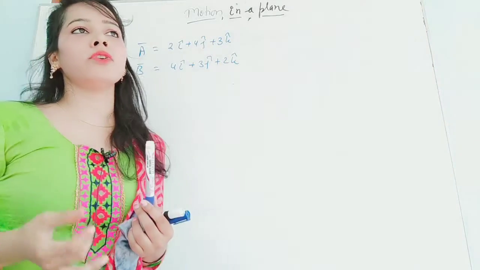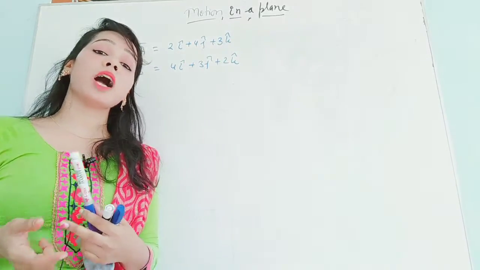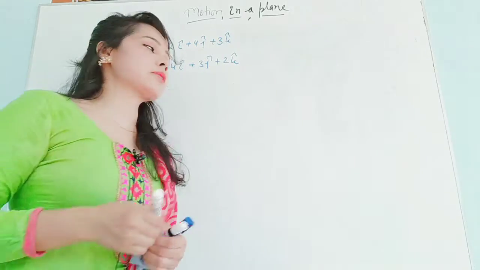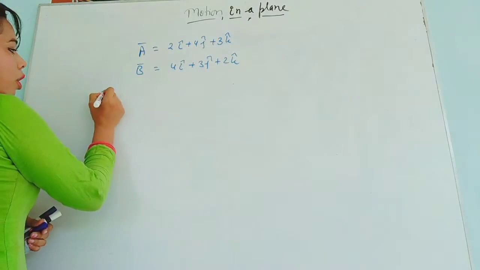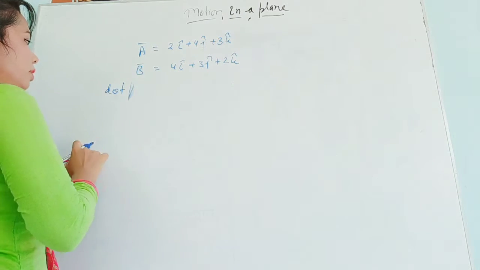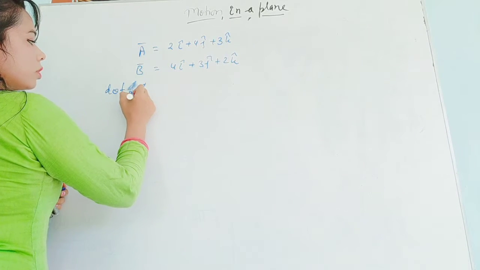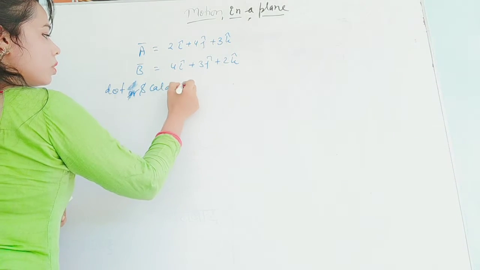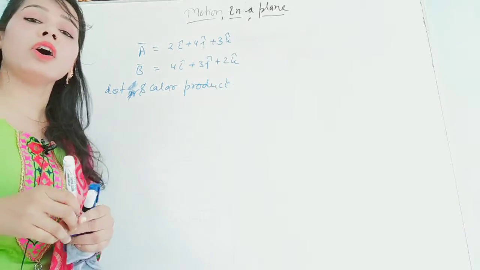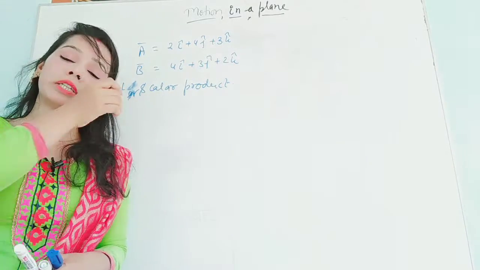Before explaining how to find the dot product, I will explain why we call it the dot product. See, the name is dot or scalar product. Why do we call it dot or scalar product? Because we represent the dot product of any two vectors by a dot.